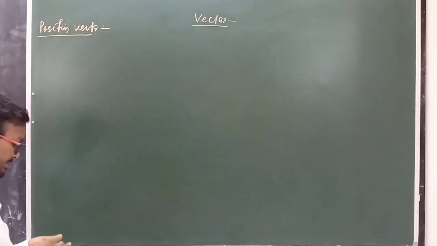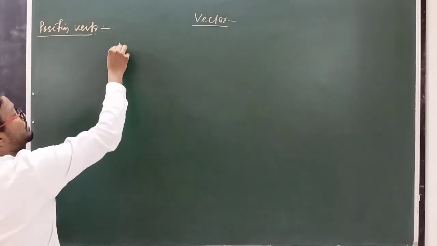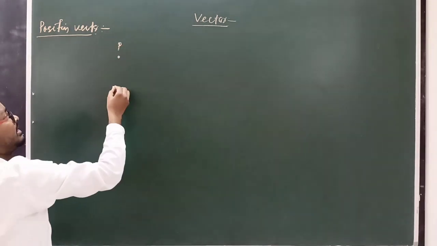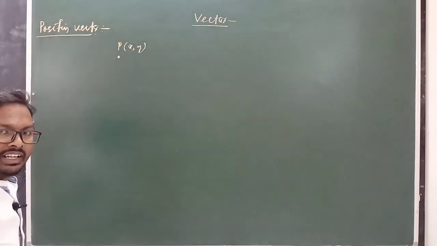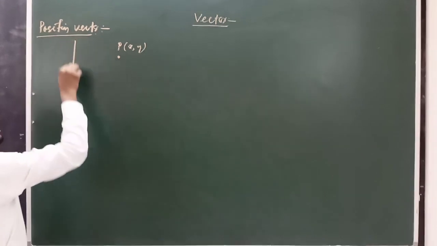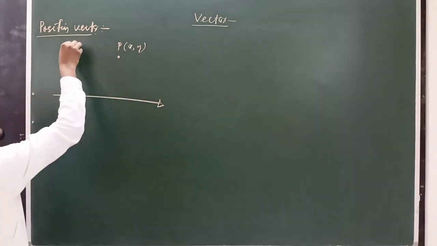Position vector. So what is position vector? Suppose there is a particle at point P, with coordinates x comma y. Now we have to specify the position of the particle, and first we have to choose an origin.